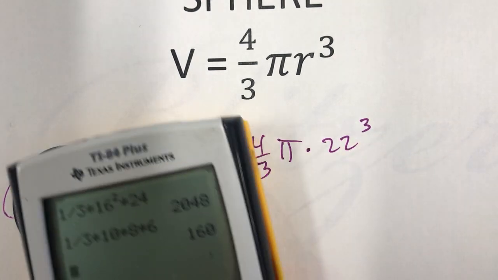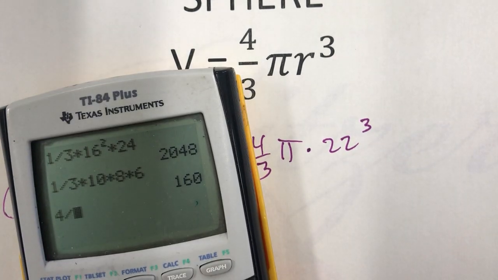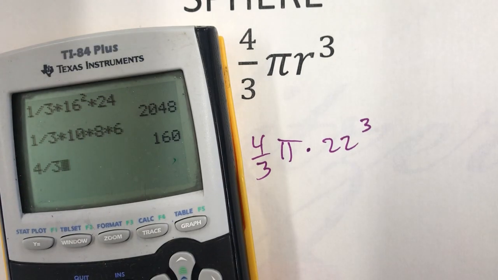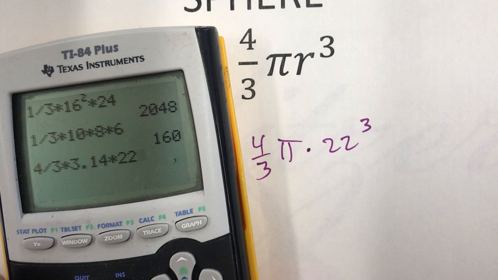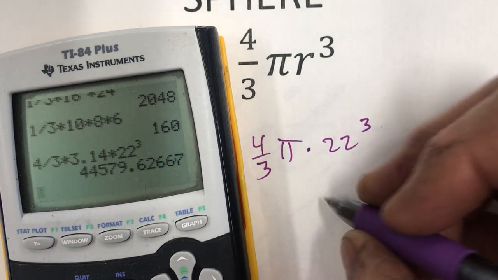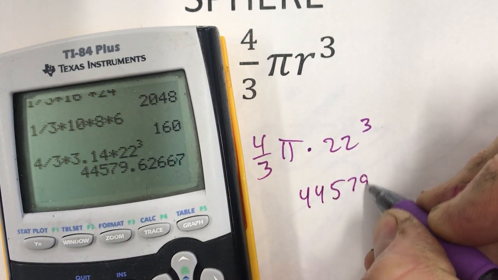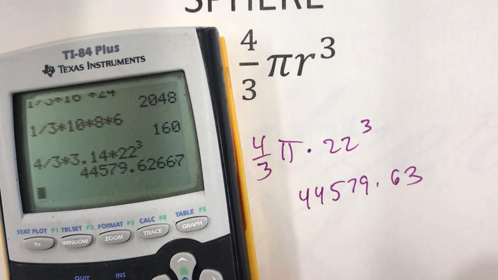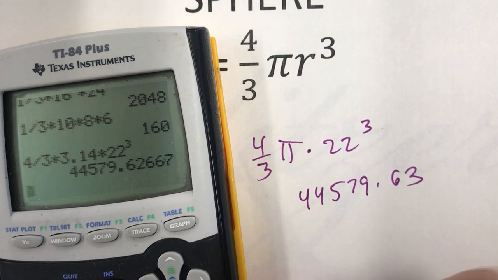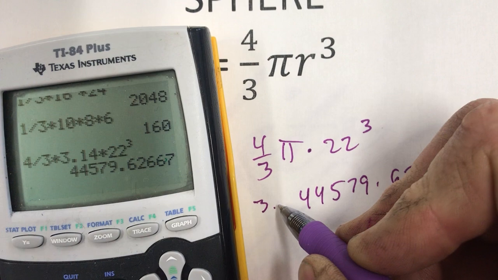Okay, now I'm going to type this one both ways. So you see 4 divided by 3 times 3.14 times 22 to the 3rd power, and I get this, 44579.63 if I round it 2 places. Now I'm going to use the pi button this time. So this is when I do 3.14.